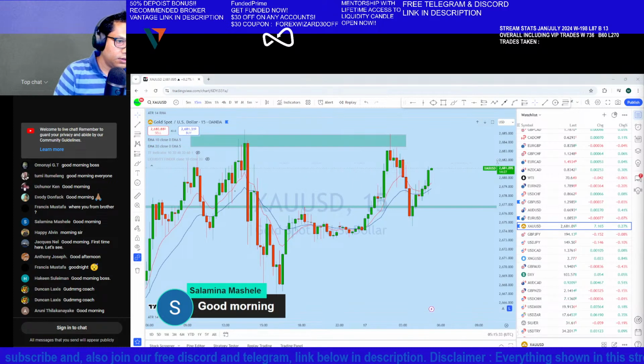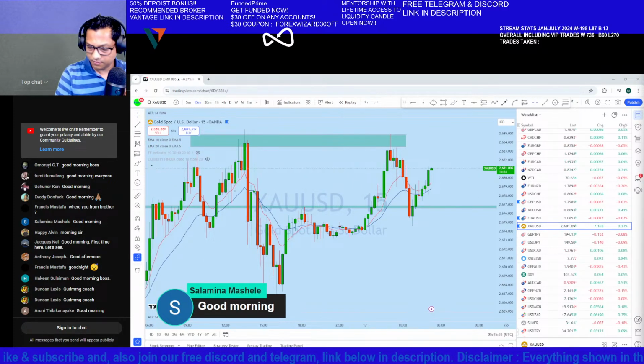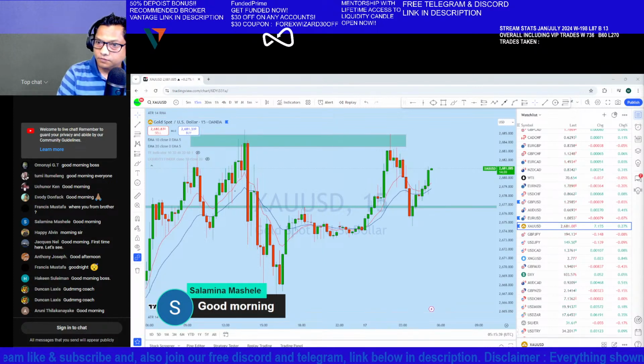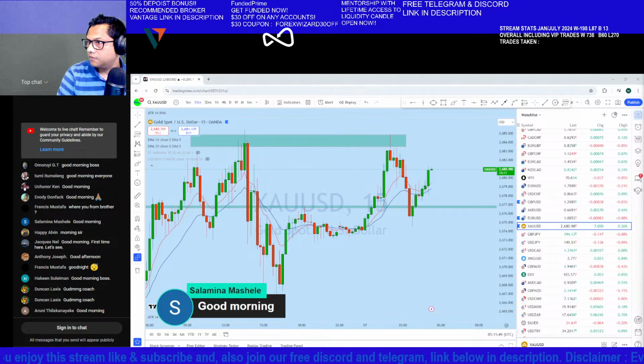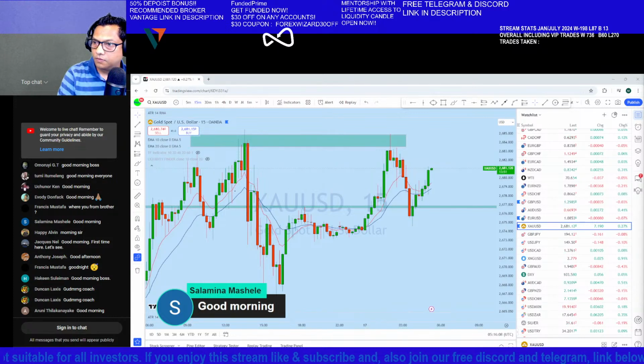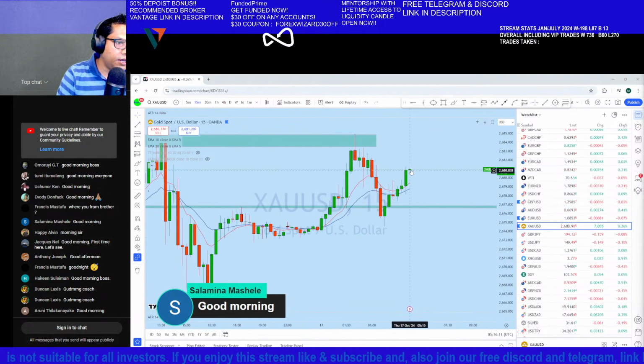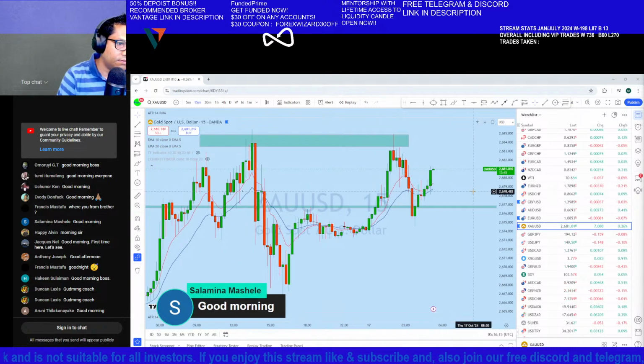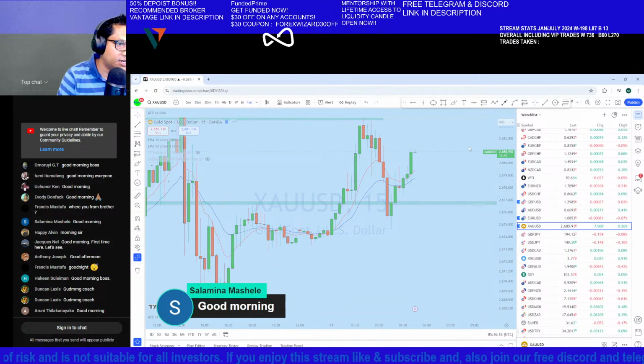So looking at this area, we might see some potential upside bias on XAUUSD in that area.